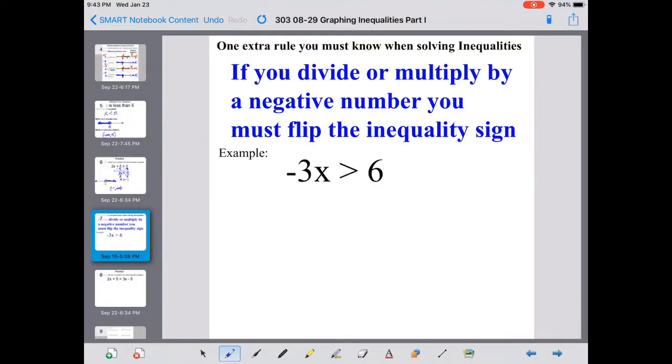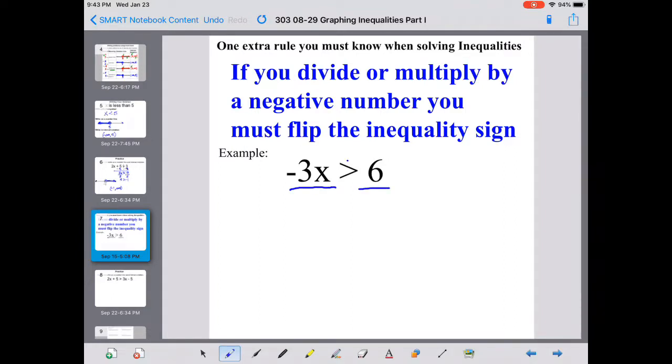This next part is very important. If you divide or multiply by a negative number, you must flip the inequality sign. Please make sure you have this written down in your notes, because this is going to be really important and will help you get the correct answer for all of the rest of your problems.